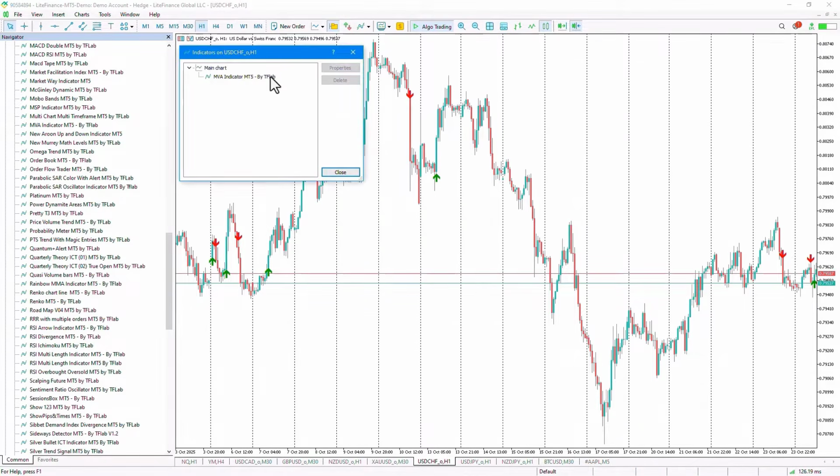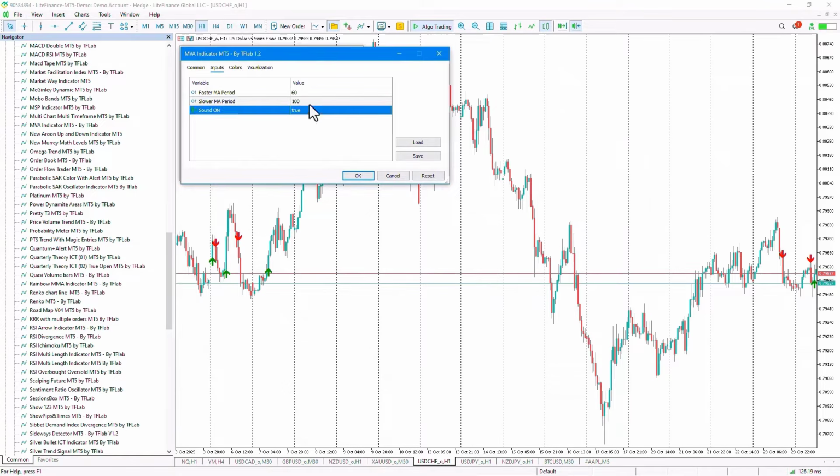In the settings, under the Inputs tab, we have three parameters. In the first input, we can specify the calculation period for the fast-moving average. In the second parameter, we can also set the calculation period for the slow-moving average.